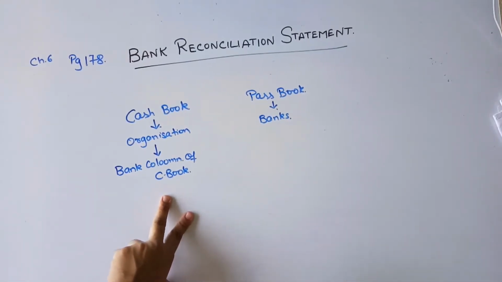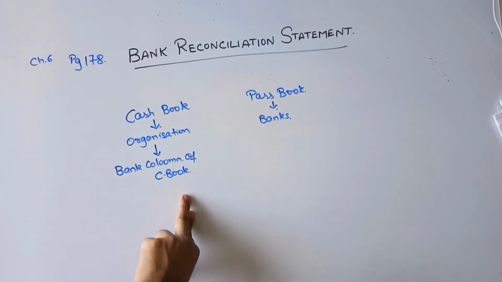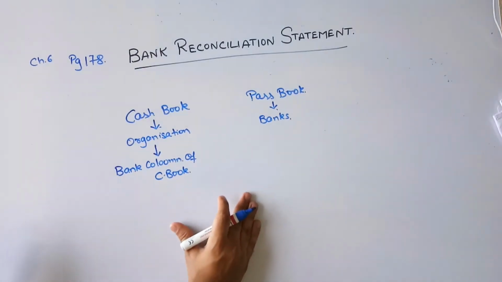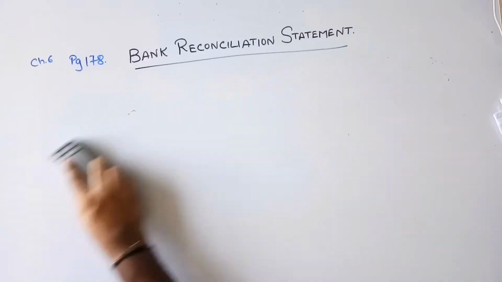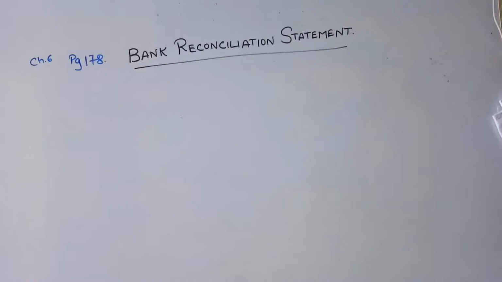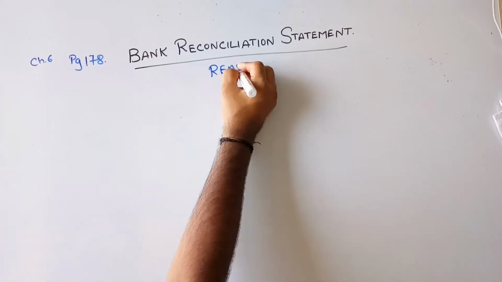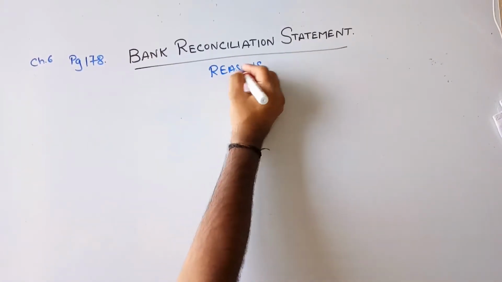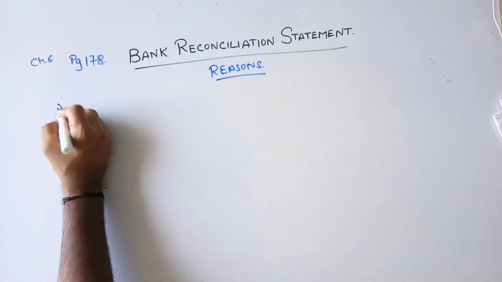Now we will understand the causes, the reasons why the reconciliation statement is made, what are the reasons which lead to a difference in the cash book and the passbook. Okay guys, just try to understand over here. Now I'll be explaining the reasons. There are two main reasons. Reason number one is time difference.